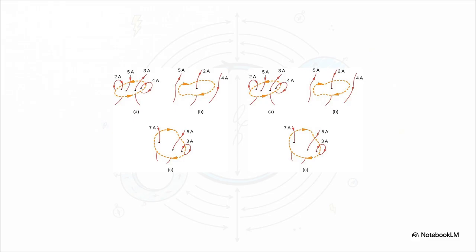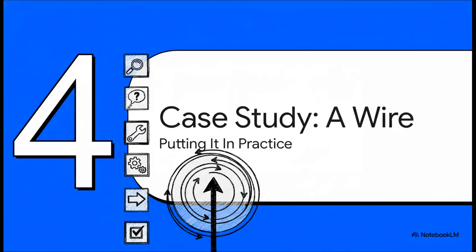Same thing. Thumb points out. The 7 amp and 5 amp currents are coming out, so they're positive. The 3 amp current is going in, so it's negative. So the net enclosed current is just 7 plus 5 minus 3, which is 9 amps. Simple as that.